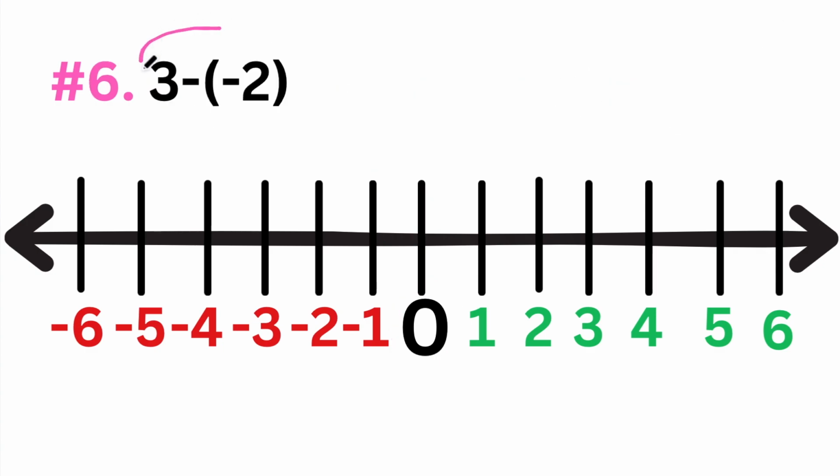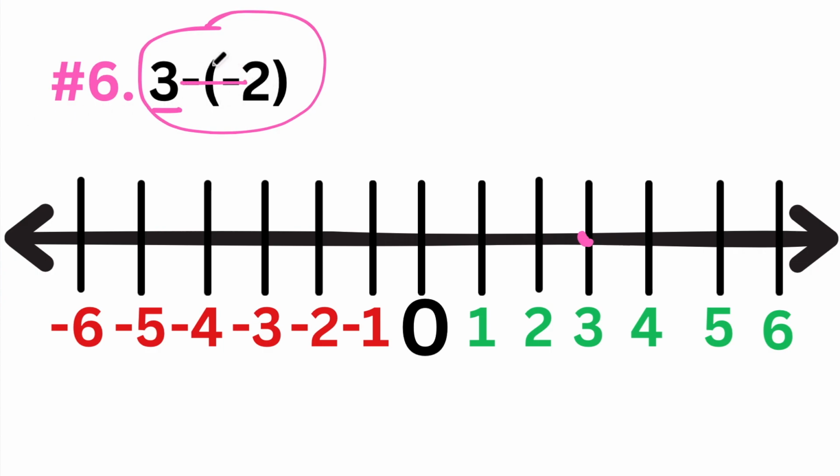For number 6, we have 3 minus -2. When we subtract a negative, we're really just adding. But if we look at this, we know we're starting at 3, so positive 3. So we plot our point at positive 3.